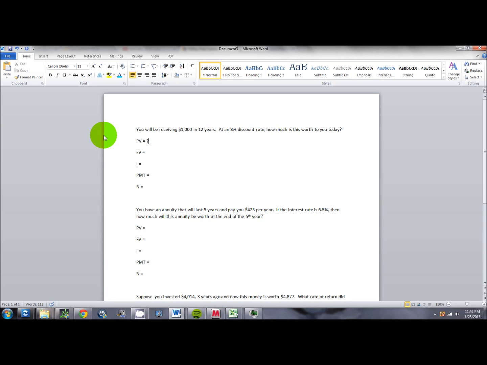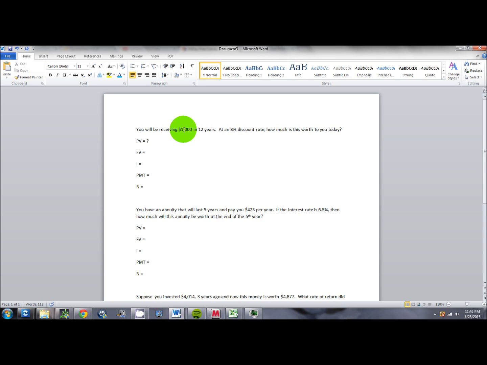I thought I would take a few minutes here and throw together a few basic time value of money problems to help you with your studies in learning this concept, and even more importantly, possibly learning how to utilize your calculator to solve some of these basic problems. So let's start with this first problem.